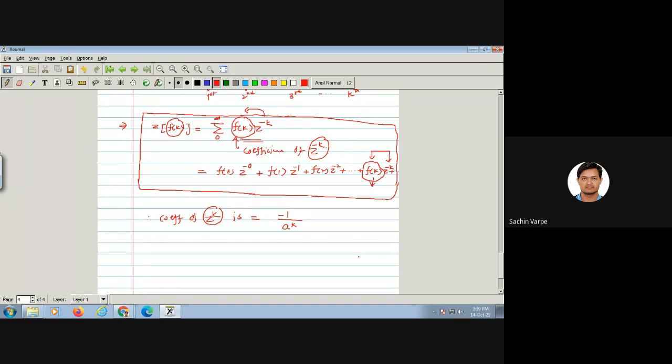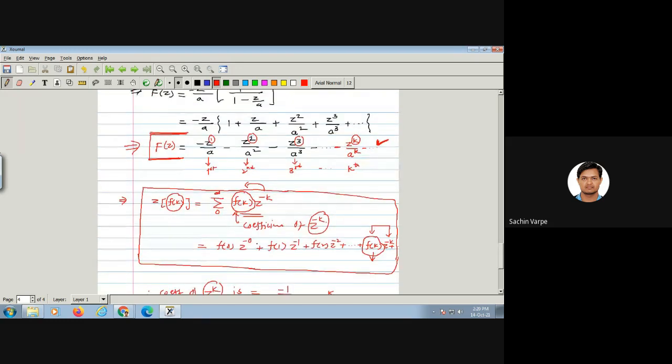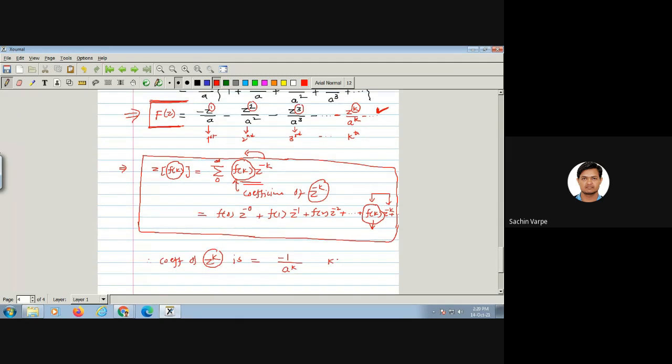Is the point clear? Yes, sir. So here, coefficient of z raised to plus k is minus 1 by a raised to k, where k varies from where to where? We have to vary k such that we should get each term in the expansion. If I write k greater than or equal to 0, then I'll have to include 0, right? And at k equal to 0, a raised to 0 is 1.